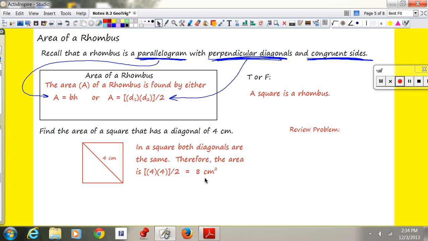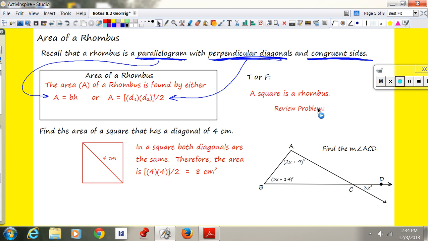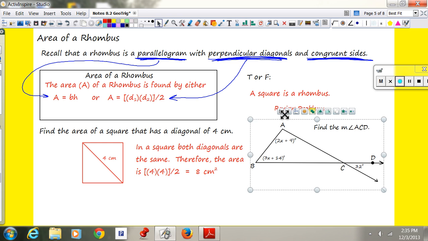All right, let's go to the review problem real quick. Let's see what this one is. Find the measure of angle ACD. This was way back in chapter 1. Could we find the measure of angle ACD?